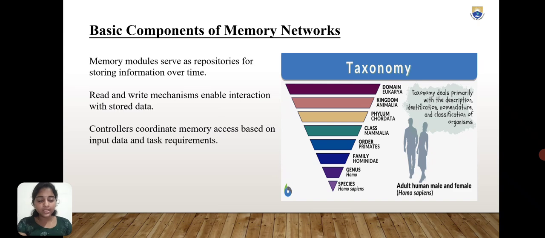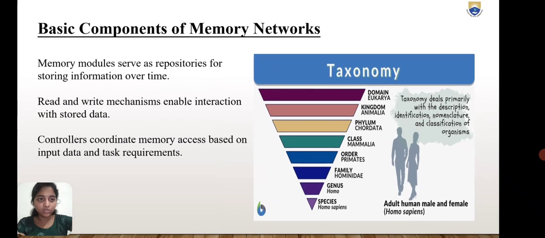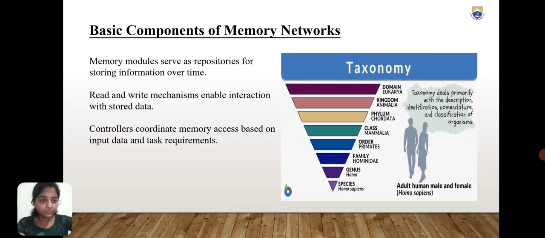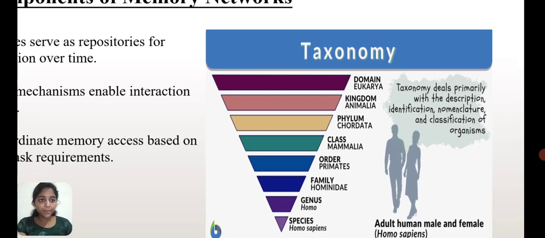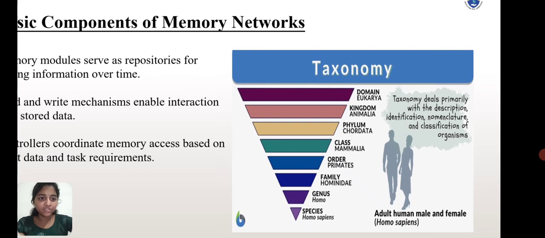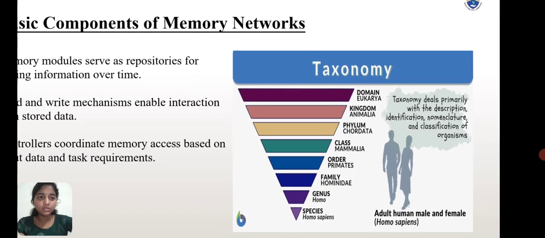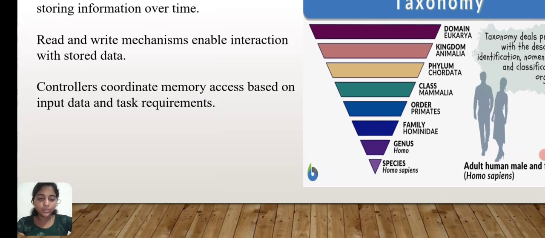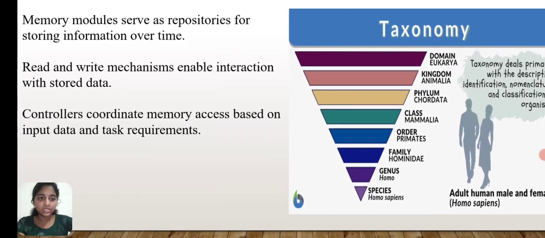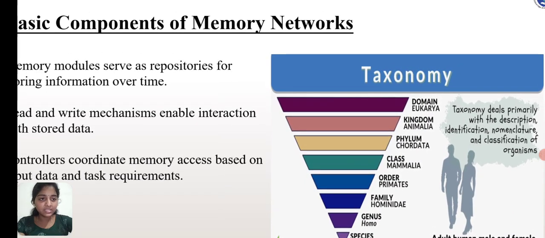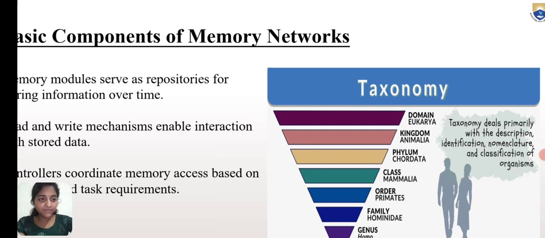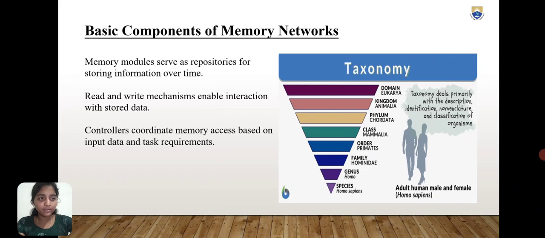So, on the right side, we can see the taxonomy. Taxonomy deals primarily with the description, identification, nomenclature, and classification of organisms. So these are the classification of organisms based on the taxonomy. First one is species, second is genus, third is family, fourth is order, fifth is class, sixth is phylum, seventh is kingdom, and eighth is the domain.